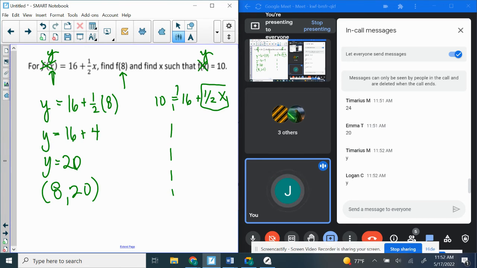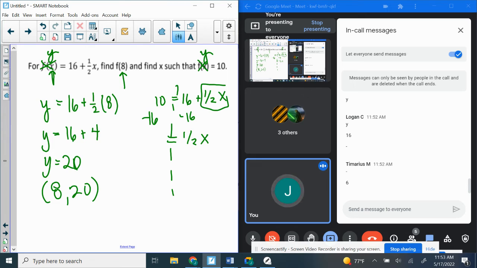So what are we going to move first? And how are we going to move it? Yes, 16. How are we going to move it? Add, subtract, multiply, or divide? Yes, subtract. Perfect. So subtract 16 from both sides. If I have $10 and I spend 16, what do I have left over? Or where am I sitting? What's 10 plus a negative 16? Is it a positive 6 or a negative 6?